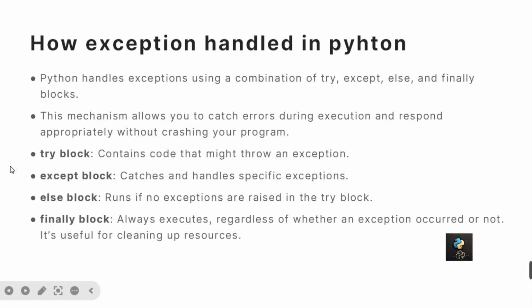Next question is how exceptions are handled in Python. Basically exceptions are handled in Python by using three main blocks, that is try block, except block and finally block. In this slide you can ask what is the role of the else block as well. In some scenarios we use the else block based on the requirement. The try block contains the code which can throw an exception, and this exception is handled by the except block.